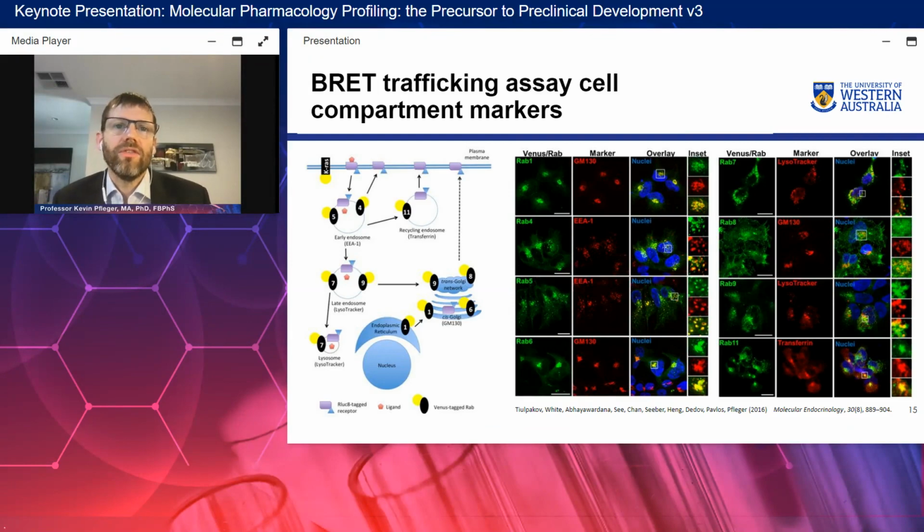So moving now to the BRET trafficking assay. This was work developed by Nevin Lambert and his laboratory to monitor the internalization of receptors into the cell, utilizing various different markers. So we have KRAS as a fragment that is in the plasma membrane. And as the receptors move off the plasma membrane, the proximity to the KRAS reduces.